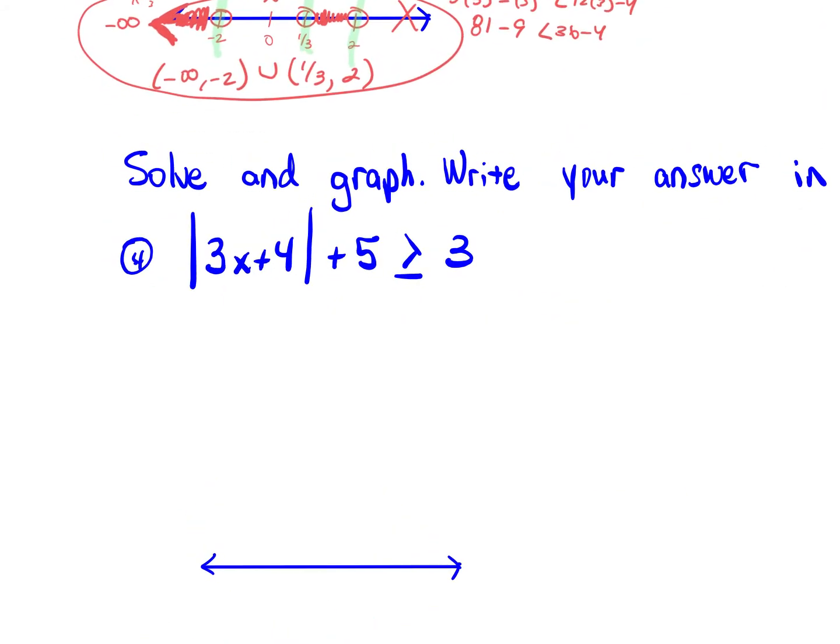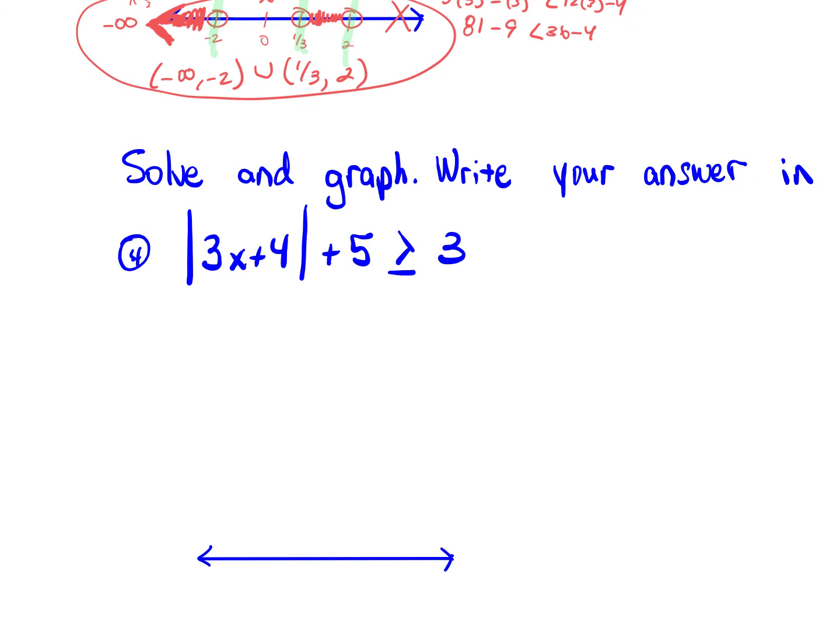These are what we did on Tuesday. For those of you who weren't here, there's a video for it. But this is an absolute value inequality. The first thing you need to do is isolate your absolute value. So I'm going to do what? I'm going to subtract 5 from both sides.